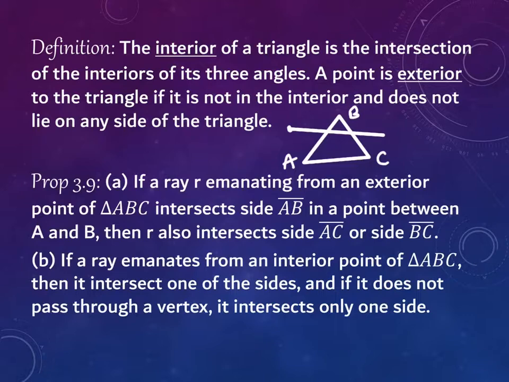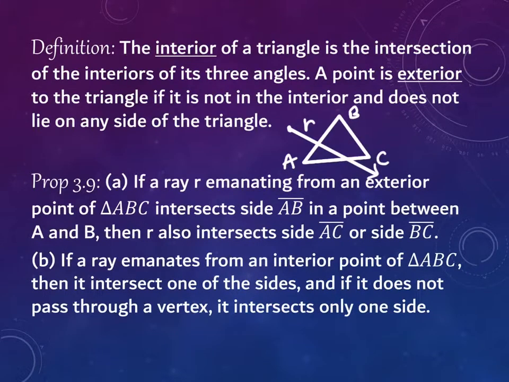Basically saying it can't do this, right? It can't miss sides BC and AC entirely if it's already intersecting side AB. It can't be like that because those two actually don't cross through side AB to begin with. So if it crosses through side AB, it crosses through one of the other two sides. The second one, this is ray R, excuse me.